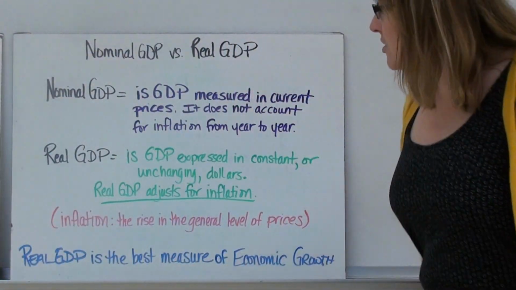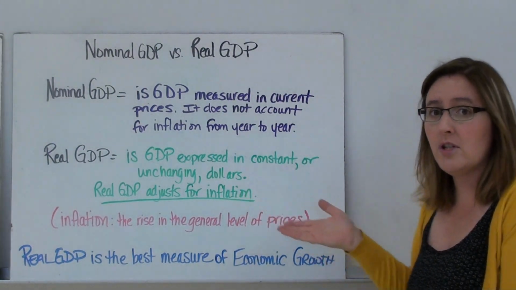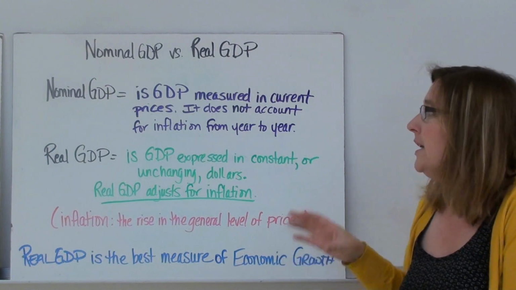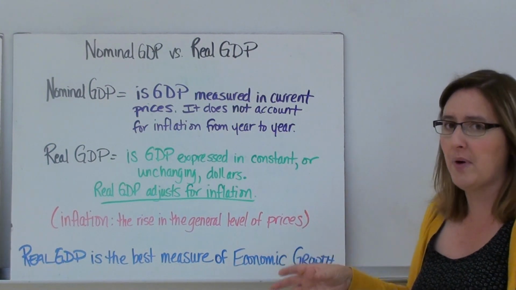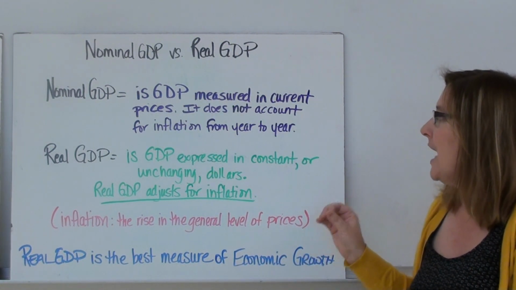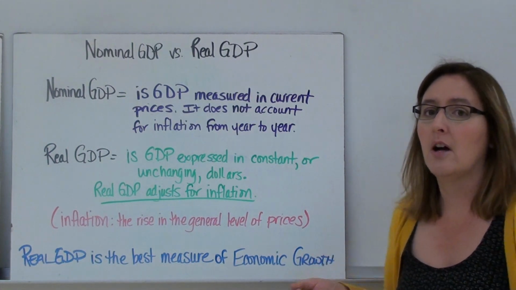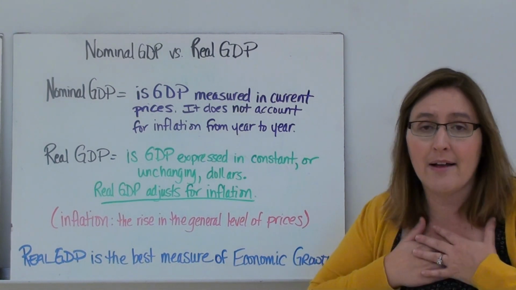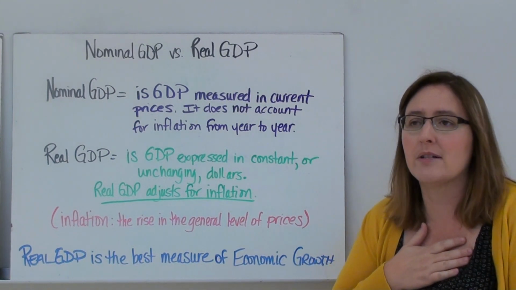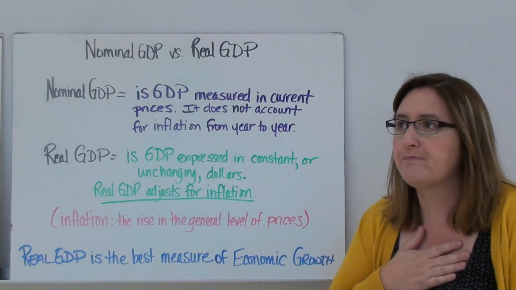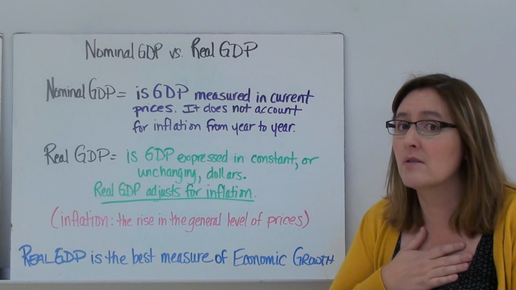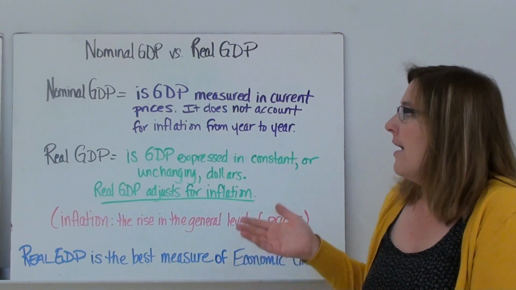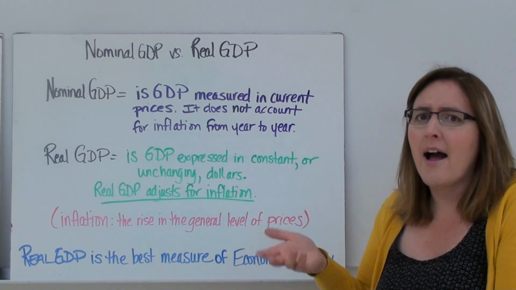All right, you also need to know about the difference between nominal GDP and real GDP. Nominal GDP is GDP that is measured in current prices. It does not account for inflation from year to year. So you all know that prices have gone up in your lifetime, in my lifetime, in my parents' lifetime, in my grandparents' lifetime. When my mother went to McDonald's, she could get a cheeseburger for 5 cents when she was in high school. And now they're $1.29 or something like that.